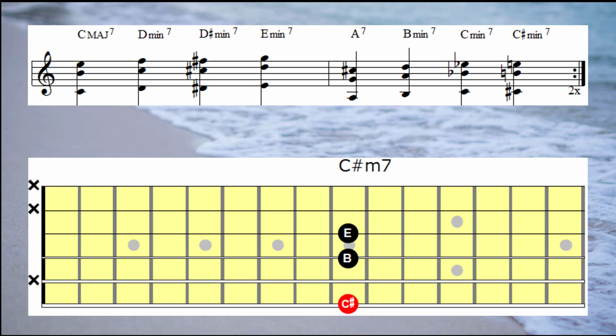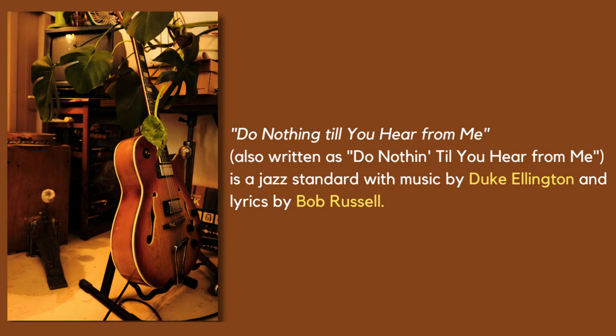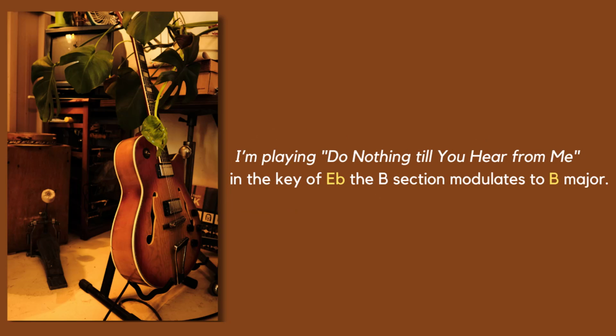For this next example, I'm going to use the chord progression from a great old Duke Ellington tune called Do Nothing Till You Hear From Me. Now, I'm only going to play a section of this tune. I'm going to play the A2 section of Do Nothing Till You Hear From Me, and in this A2 section, I'm just going to sustain the chords.